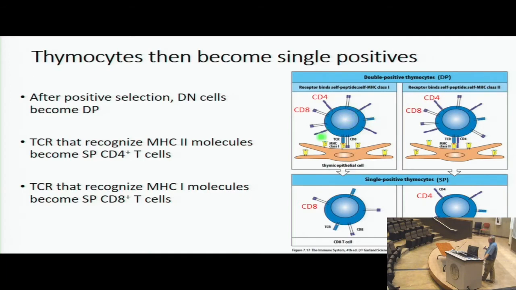So here are double positives. This T cell receptor is binding to an MHC class 1 molecule. So that then loses CD4 expression and becomes a CD8 single positive. So if the T cell receptor has its natural affinity for class 1, it becomes a CD8 cell. And conversely, if the T cell receptor that's generated has an affinity for class 2, it becomes a CD4 T cell. Remember, CD4 cells recognize class 2 MHC, CD8 T cells recognize class 1 MHC. So that's part of the positive selection process that determines whether it becomes a CD4 or a CD8. So the next step is called negative selection.